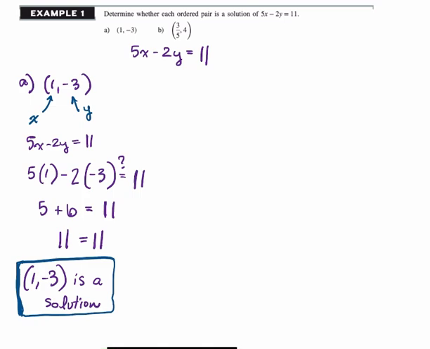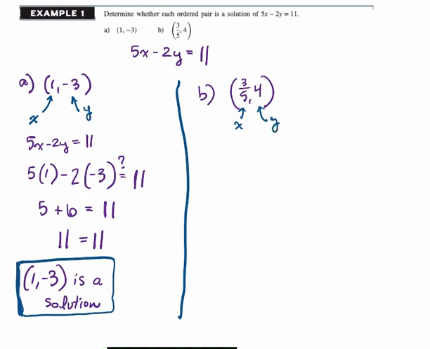So let's see our second example. Let's look at part B. B gives us the point 3/5, comma 4. So 3/5 is our x, the 4 is our y. So I'll rewrite the equation again. We're looking at 5x minus 2y equals 11. So let's plug in 3/5 for x. So this will be 5 times 3/5, and 4 for y, so minus 2 times 4.